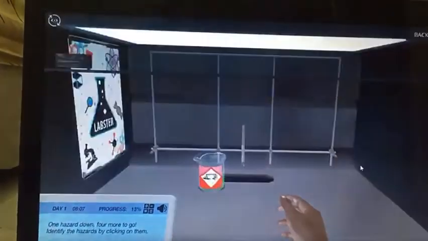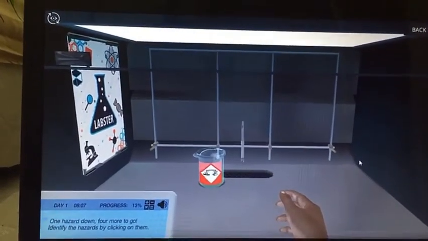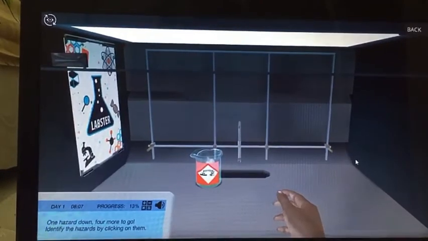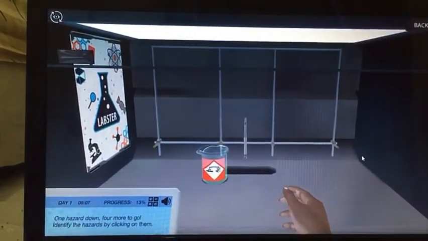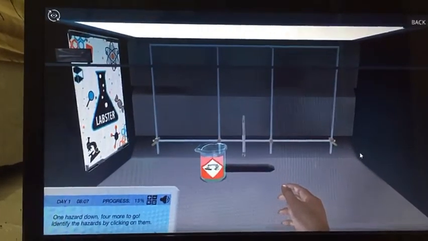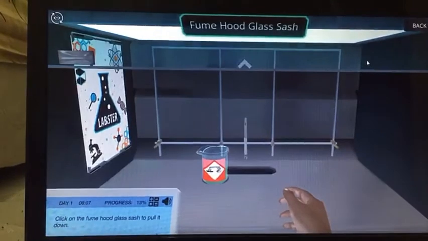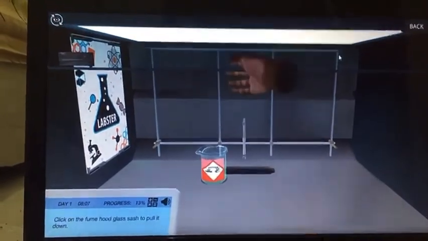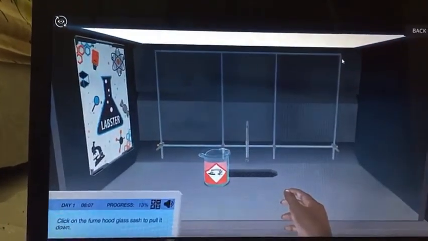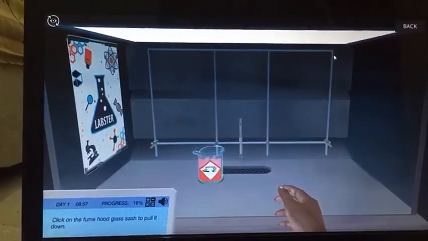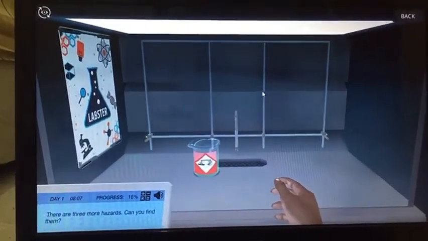The fume hood constantly draws air through a filter to ensure that you don't get in contact with dangerous chemicals. The airflow only works effectively if the glass sash is pulled down. Let's close this fume hood. What a relief. Now the air is safe to breathe. There are 3 more hazards. Can you find them?